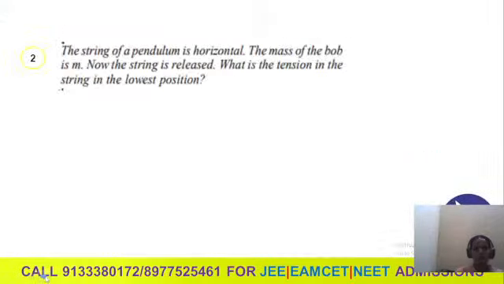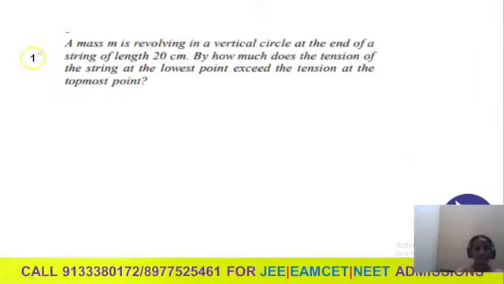So let us go to the previous year's questions. Here we are given the first question. A mass M is revolving in a vertical circle at the end of a string of length 20 centimeters. By how much does the tension of the string at the lowest point exceed the tension at the topmost point?